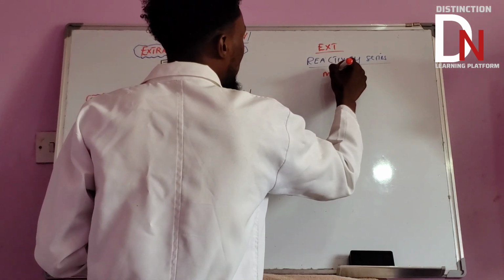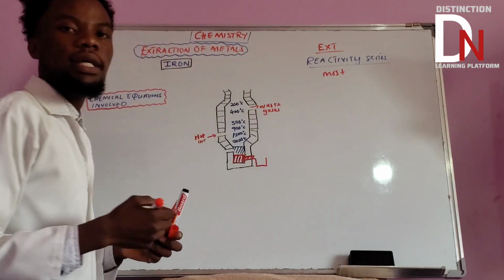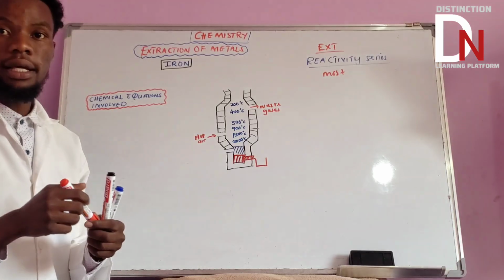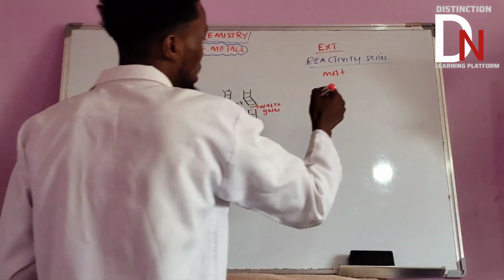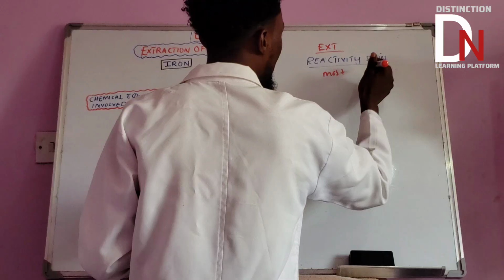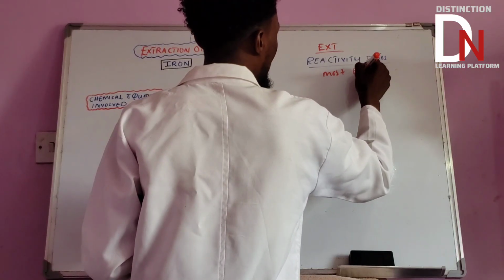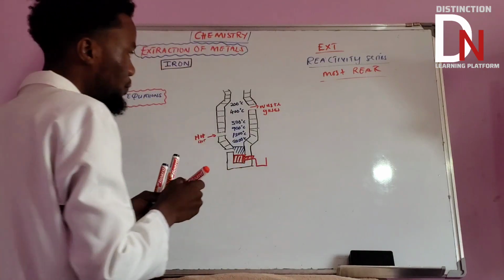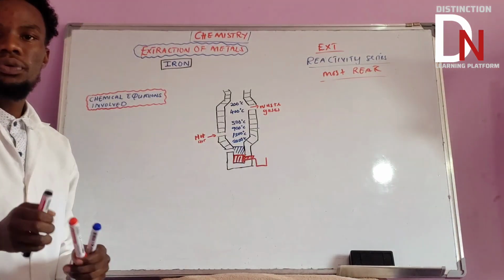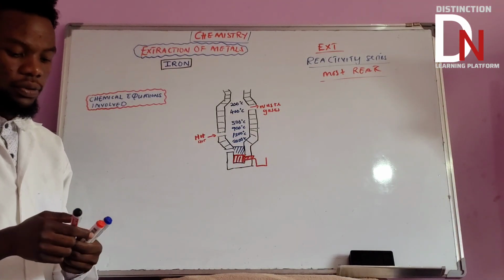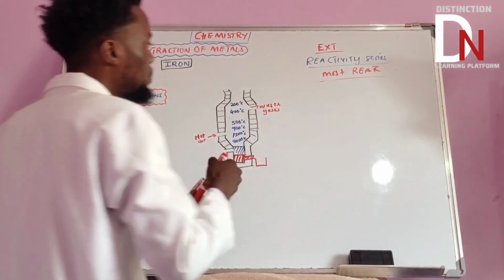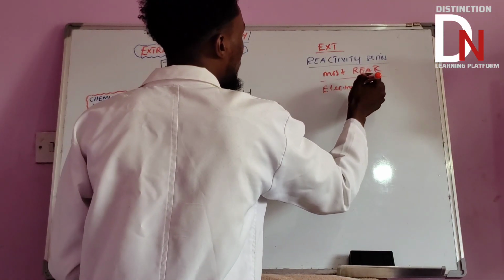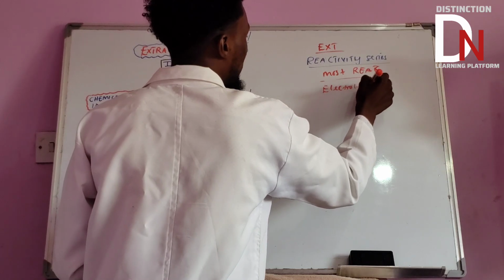If you talk about the most reactive metals, I'm just going to pick some examples, but we'll talk about the reactivity series in other videos. So how can you extract a most reactive metal? There is a method that we use to extract the most reactive metals. We use what we call electrolysis.